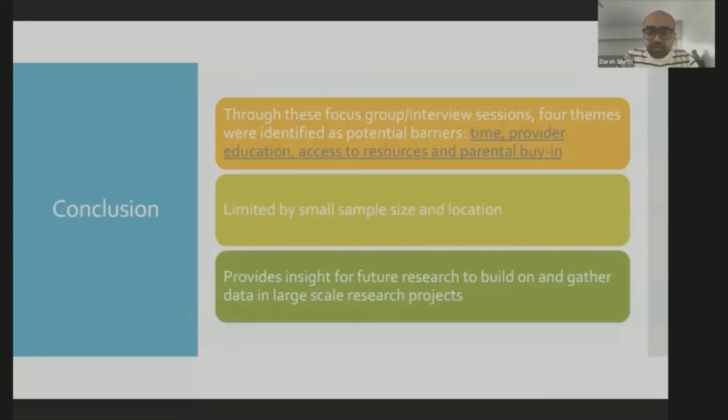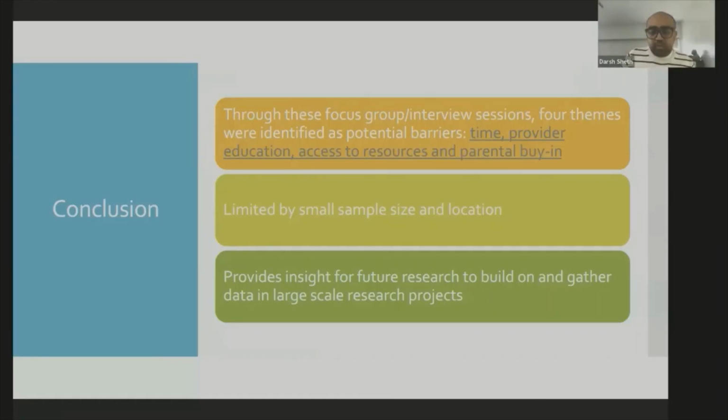So to conclude, I was able to gather data and identify 4 themes as potential barriers to implementation of this caries risk assessment tool: time, provider education, access to resources, and parental buy-in. It was limited by a small sample size and the fact that I conducted this mainly with participants in Winnipeg, but also practicing in other parts of Manitoba.